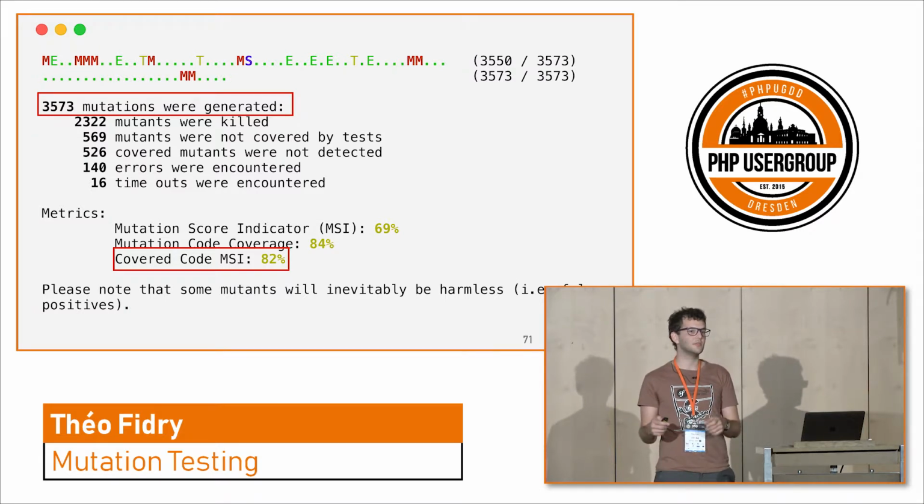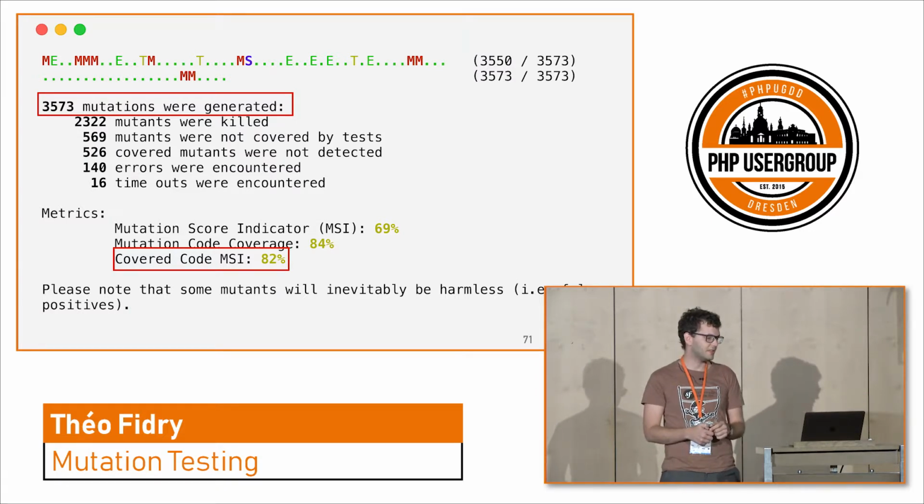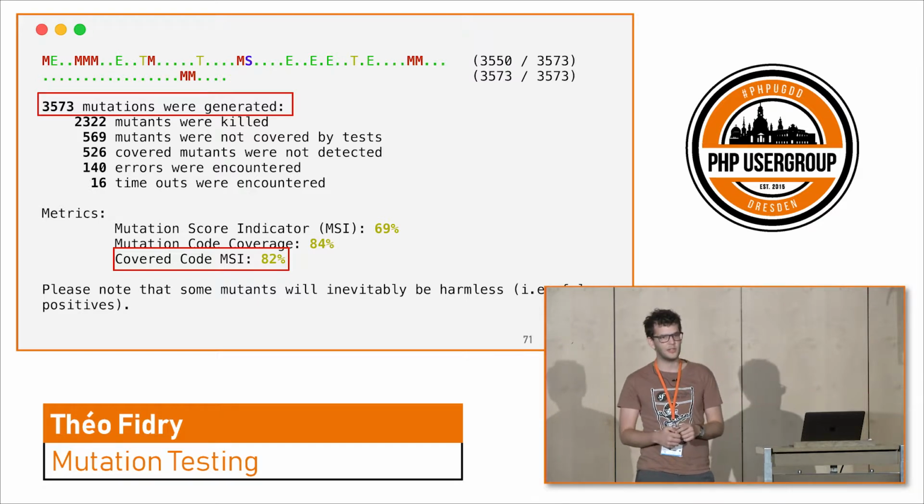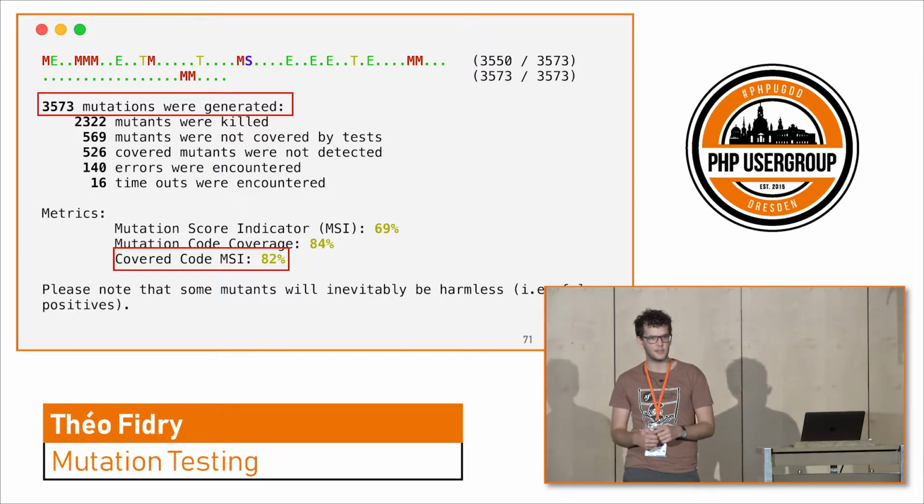That's a mutation score we defined earlier. So 82%, it's a really good number. I didn't check what the code coverage was, but assuming code coverage is good, means it's well tested.